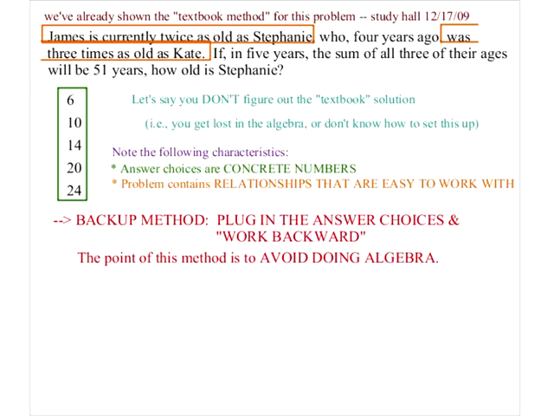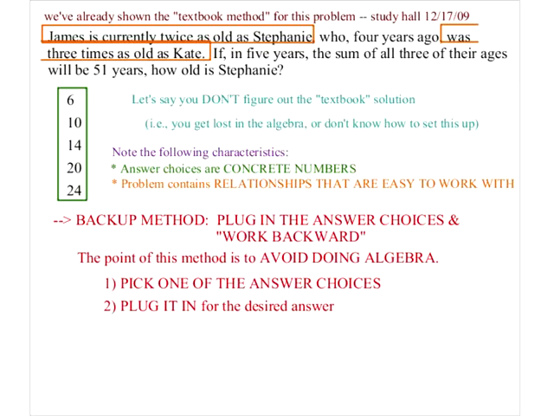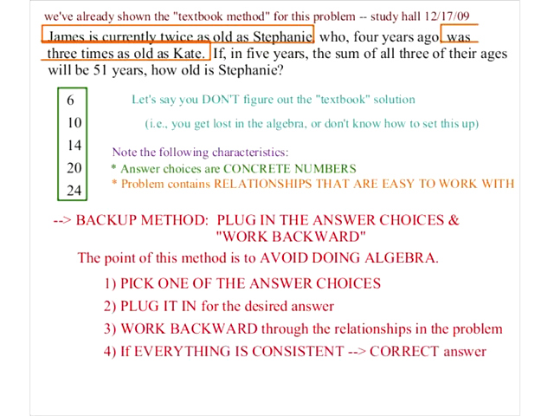Instead, here's how the method works. You pick an answer choice, you plug it in for the desired answer, work backward through the relationships in the problem, and then after you do that, if everything is consistent, then you've got the correct answer, and if there is an inconsistency, then you've got the incorrect answer.